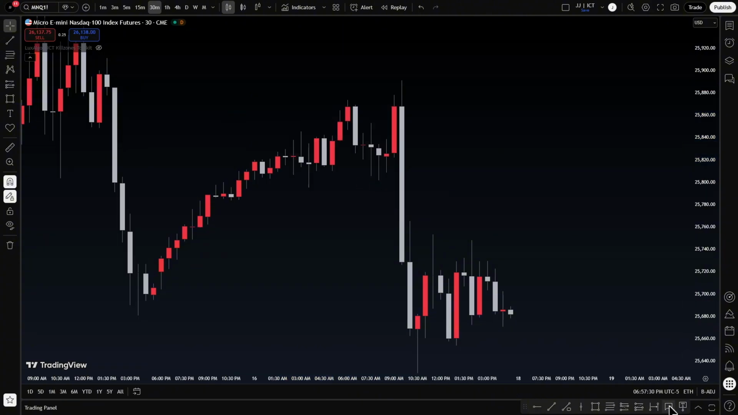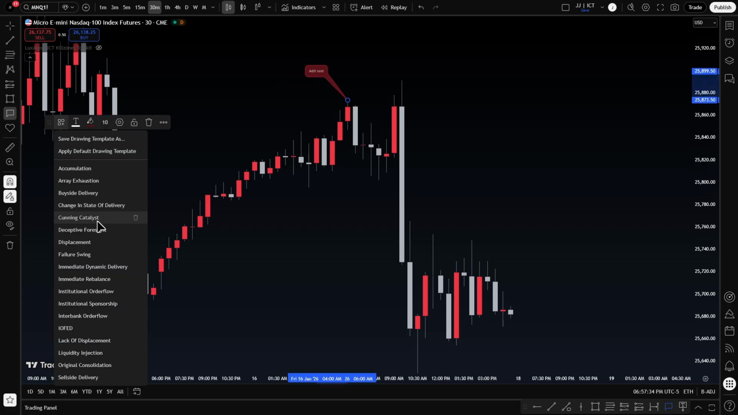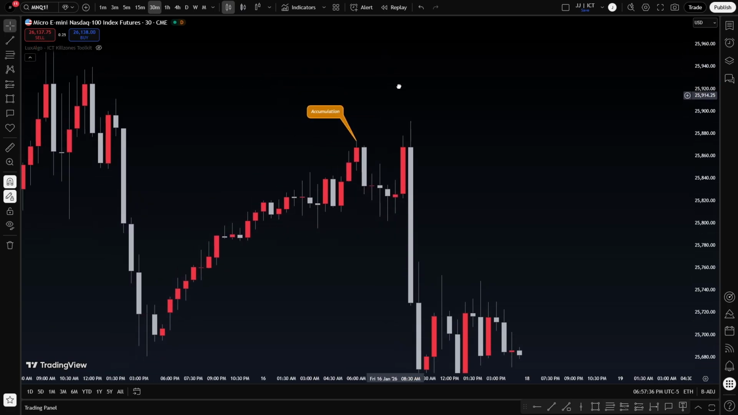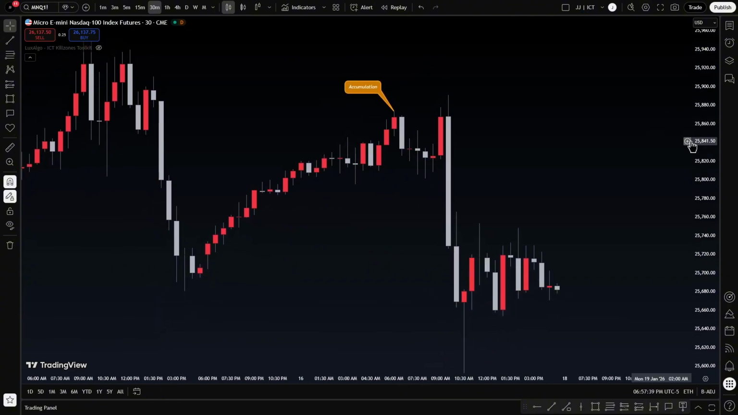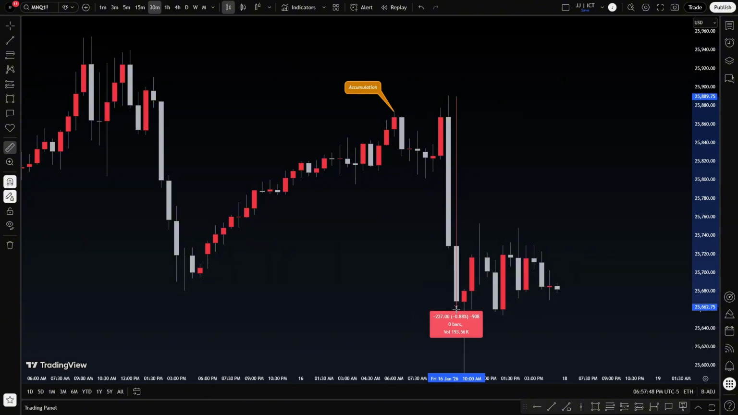What the? I think I have it as a text box. My bad. Yep, I got it as a text box. Oh, here it is. Accumulation. Okay, so you got your accumulation, right? You see these gigantic candles here? One, two, see that? You're probably like, this is it? It only moved 200 points.